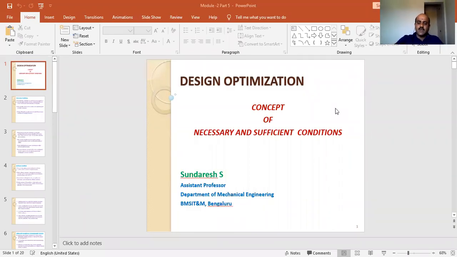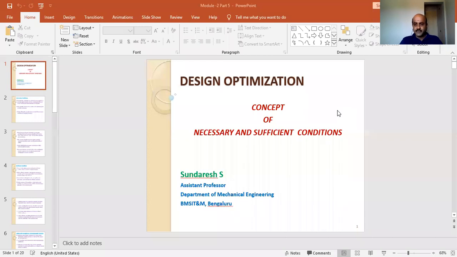In today's class, I will be discussing the concept of necessary and sufficient conditions. These are the two important optimality conditions I was talking about at the beginning of this module. Why? Because if any problem needs to attain an optimization, we need to have two important conditions satisfied. One is called necessary and the other sufficient conditions. Both we call optimality conditions.